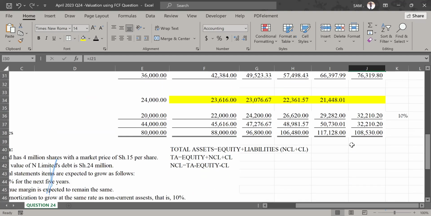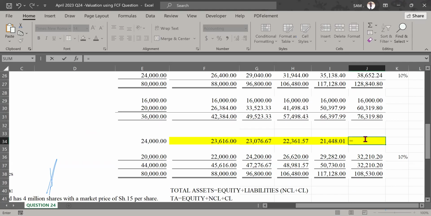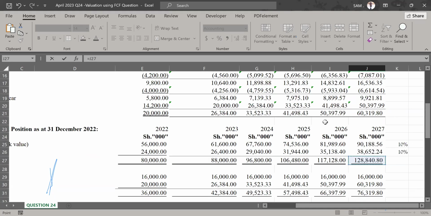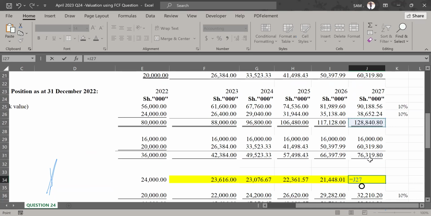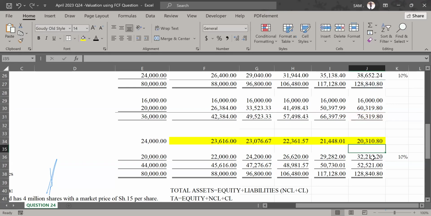So let's go ahead and now do the last balancing. The last balancing, we follow the same approach, equal to total assets. Total assets is up here. Total assets, then we deduct total equity, which is this one here. Then again, we deduct total current liabilities, which is 32,210 here. Then I confirm, and you can see our balance sheet is balanced for all the years. We can confirm all the years are balanced like that.